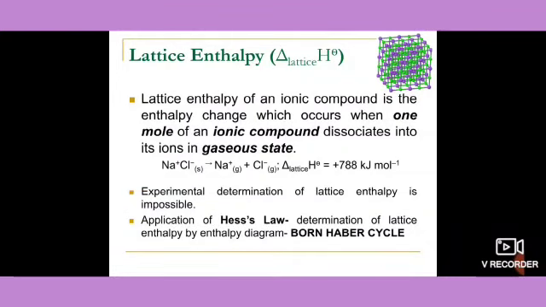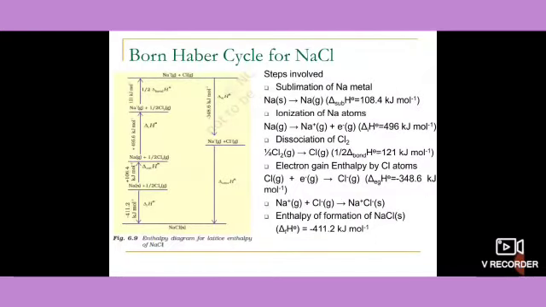Now, the experimental determination of the lattice enthalpy is impossible, so the application of Hess law is used. Here, Hess law of constant heat summation is used to determine the lattice enthalpy by an enthalpy diagram which we call the Born-Haber cycle. Here, the Born-Haber cycle for sodium chloride is shown in the diagram.